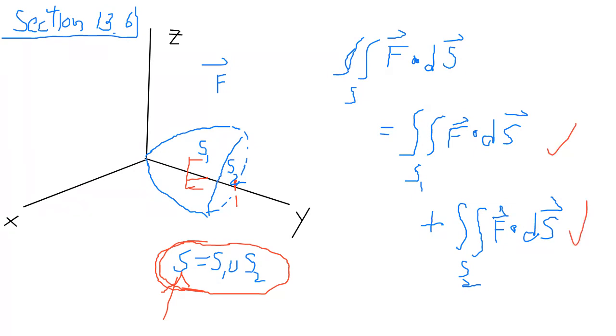Well, with the divergence theorem, section 13.8, there's a special theorem that will allow us to compute the flux across a closed surface like that without having to add 2 flux integrals. Okay, so that's what we're going to learn today. Are there any questions?